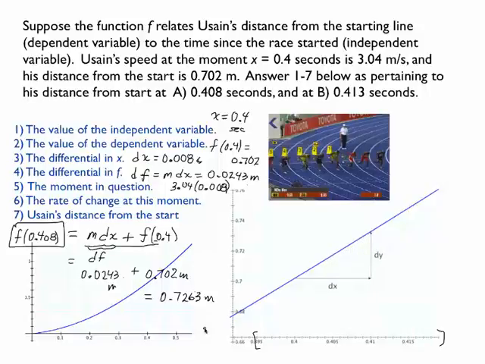I think we skipped number 6. Yeah, probably. That's an easy one. What's the rate of change at this moment? 3.04 meters per second, right? And it's because in this interval, the graph is essentially linear, and I told you that the speed at this moment is 3.04 meters per second. So yes, 6 is 3.04 meters per second.